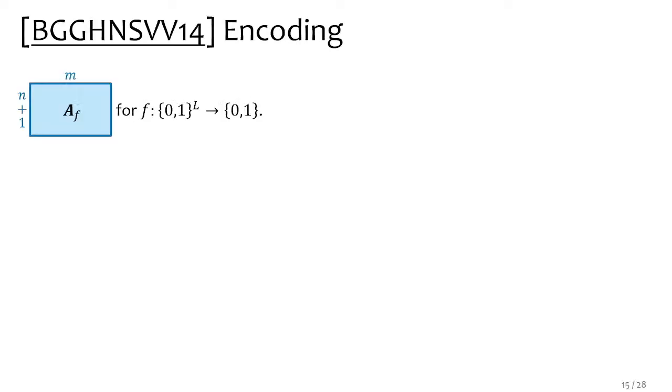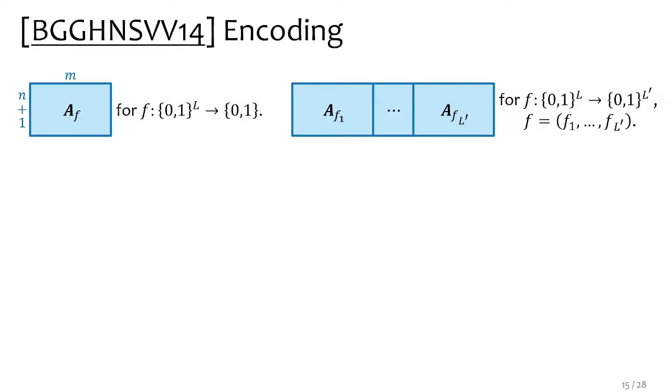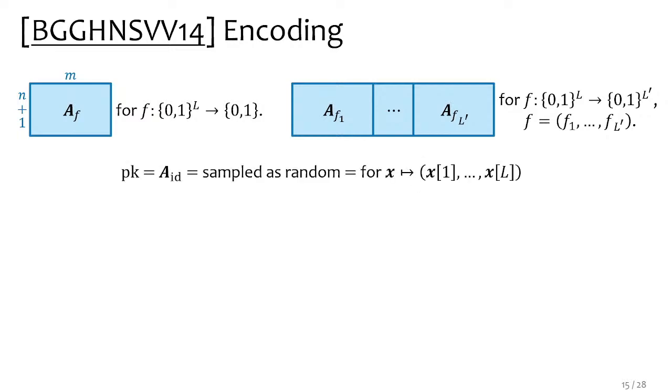To start with, I have to recap the previous work of the BGG encoding. So in the BGG encoding, for every function, you will assign a matrix that is wide. The best way to think about this is that for a multi-bit output function, you have many matrices placed side by side. And the public key is the matrix for the identity function, which is sampled as random.